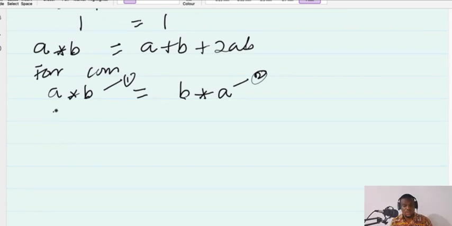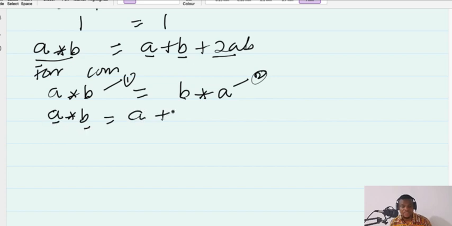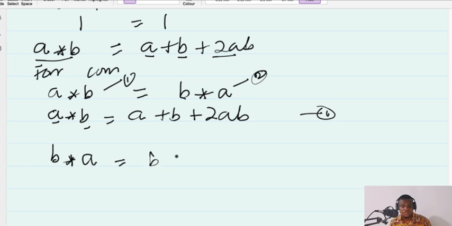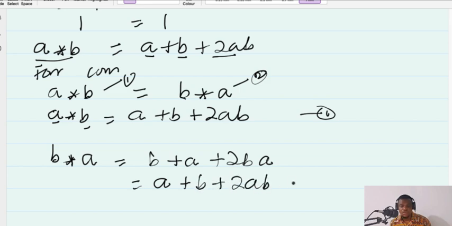If you take the equation 1 side, which is A operation B, the definition says that when you're operating on two numbers, it is the first plus second plus 2 times first and second. Now the first and second is what? A and B. So it will be A plus B plus 2AB. This is equation 1. Then B operation A: the first is B, the second is A, plus 2 times first and second, BA. Let's rearrange: A first, A plus B plus 2AB, equation 2.